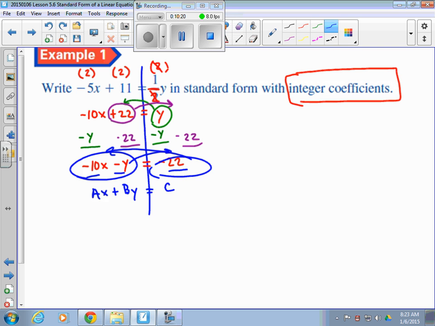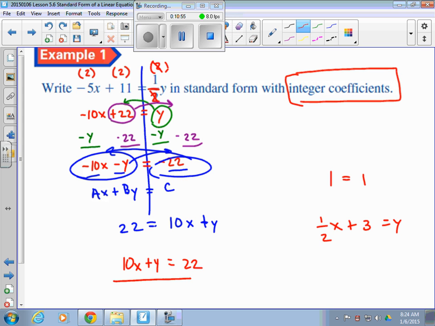So when you do that, you have 10x is positive plus y equals 22. Notice now they're all positive. And you made standard form ax plus by equals c. Because 1 is equal to 1. Remember, it doesn't matter what order the things are in. Like, if something said 1/2 x plus 3 equals y, you can read that as y equals 1/2 x plus 3. 10x plus y would equal 22. Now it looks a lot better, and it's standard form.